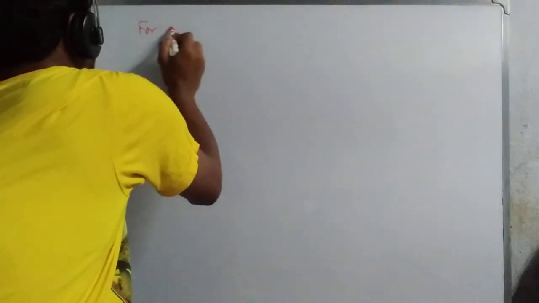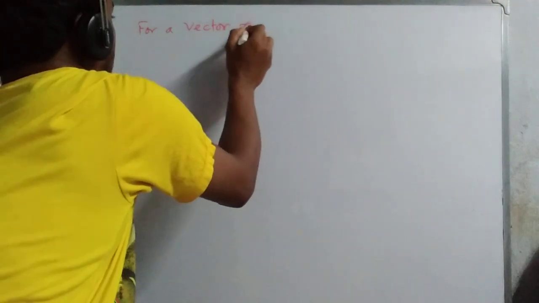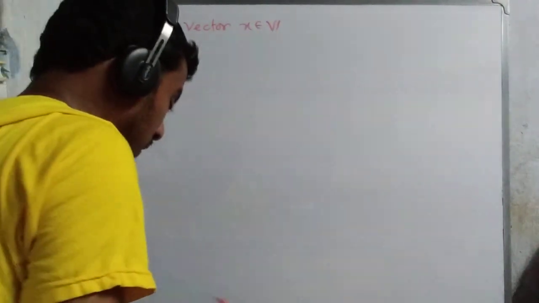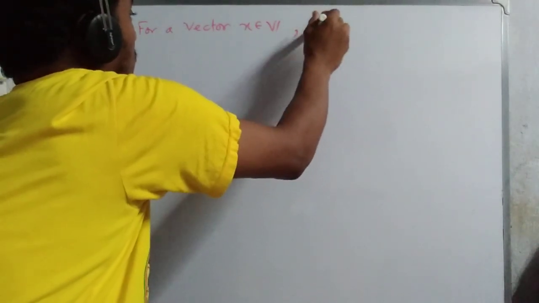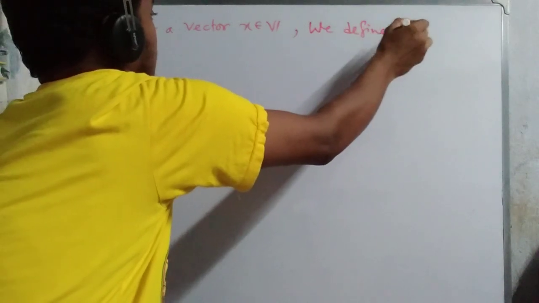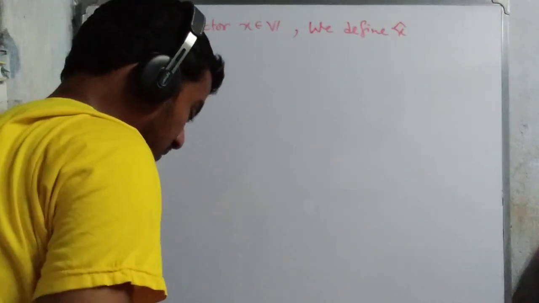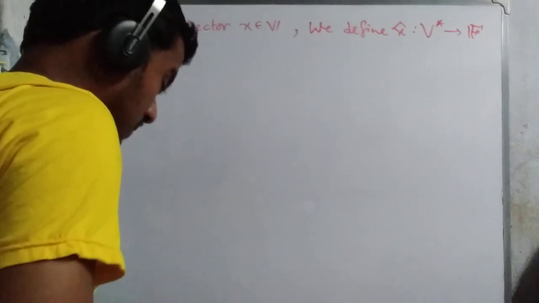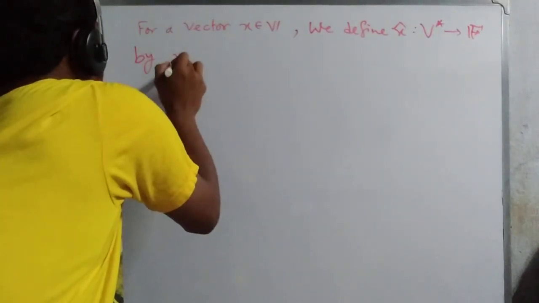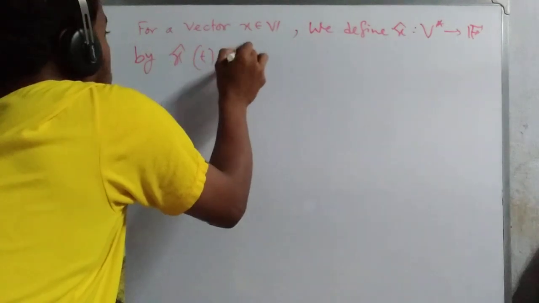Today we discuss one important topic related to dual space. We also talk about, for a vector x belonging to V, we define x cap. x cap maps V star to F, V asterisk to F, by x cap of f equal to f of x.